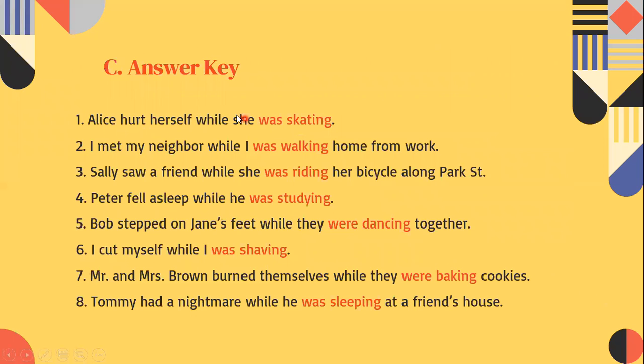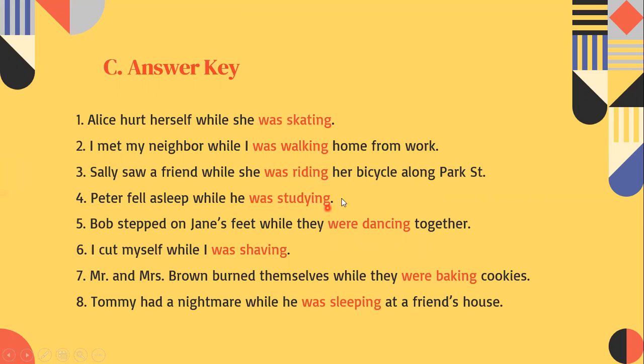So as you can see, she was skating. I was walking. She was riding. He was studying. Now they were dancing. Then I was shaving. They were baking, and he was sleeping. Okay, so singular subject was plus the verb plus ing, plural subject were plus the verb plus ing.